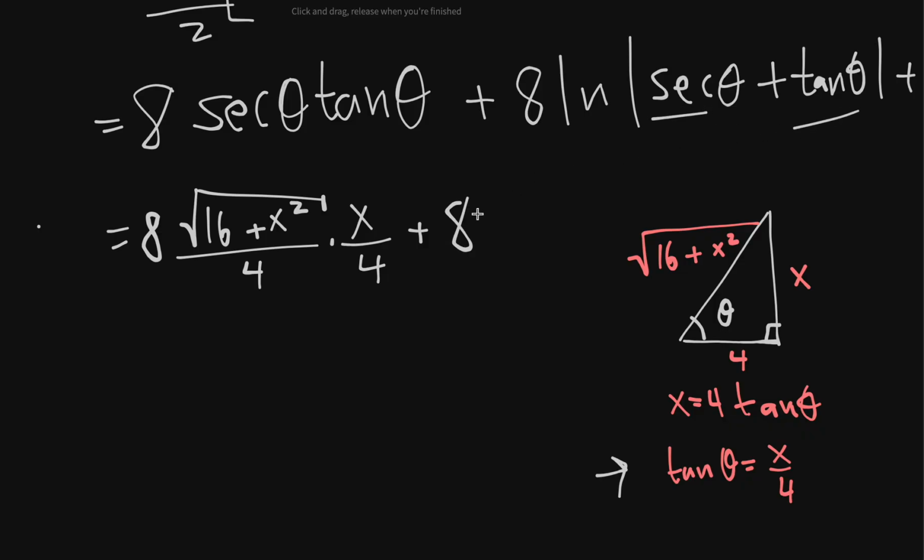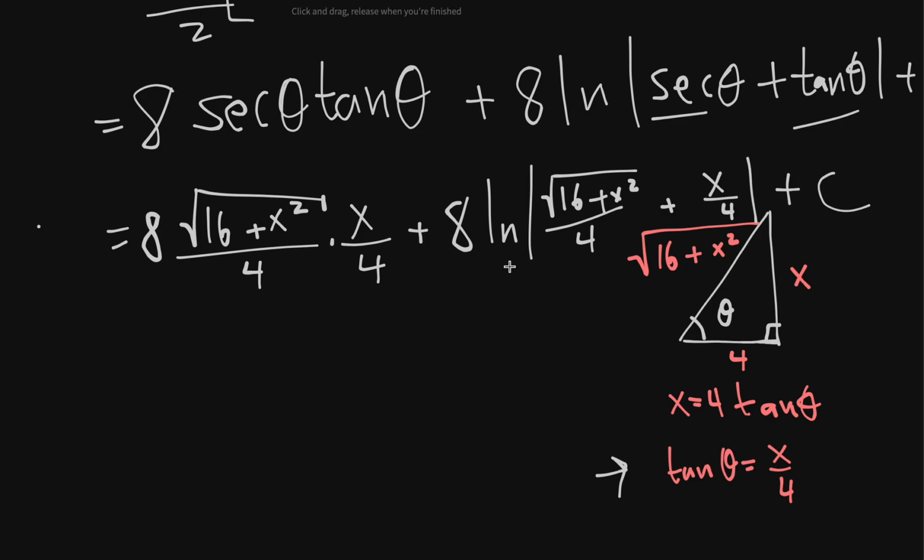So we get plus 8 ln of the square root of 16 plus x squared over 4, and then plus x over 4. And plus c. And then you can simplify this if you want to, but it doesn't really matter. This is essentially the final answer here.